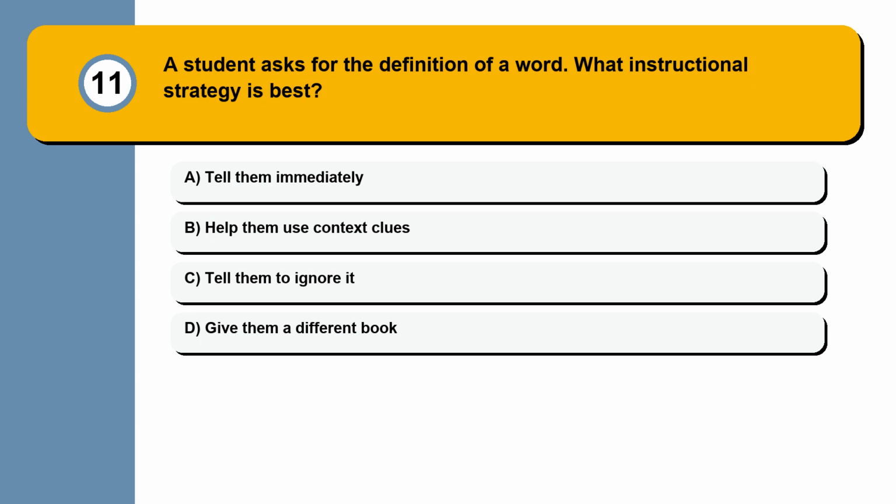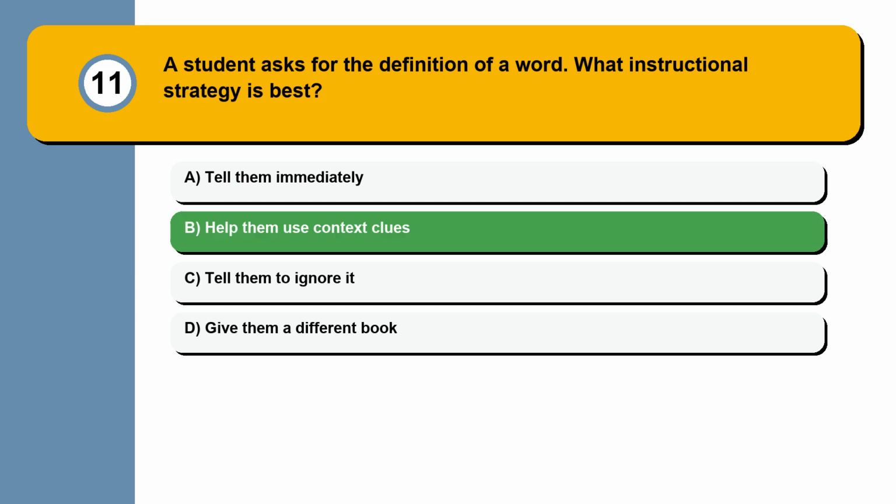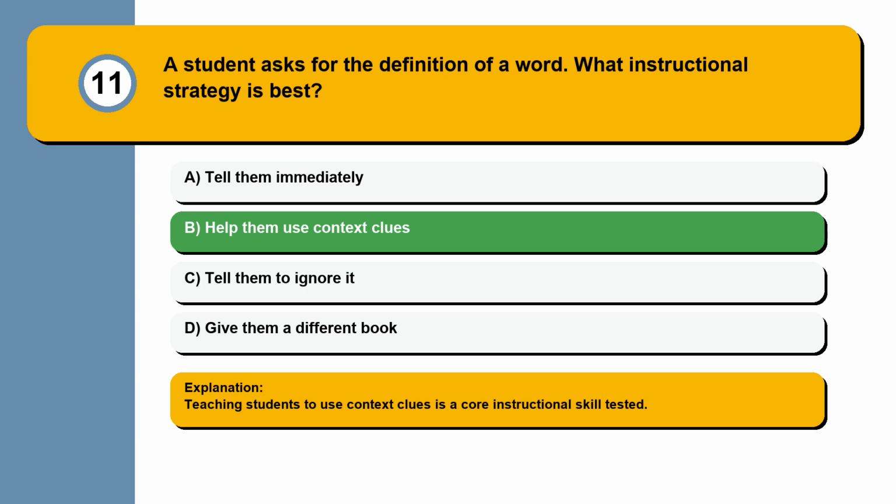Question 11. A student asks for the definition of a word. What instructional strategy is best? Tell them immediately, help them use context clues, tell them to ignore it, give them a different book. Teaching students to use context clues is a core instructional skill tested.